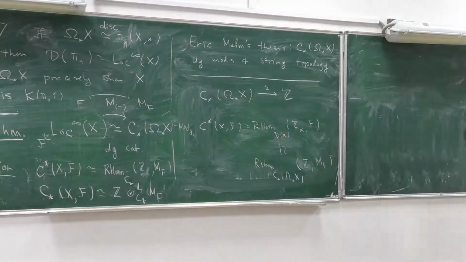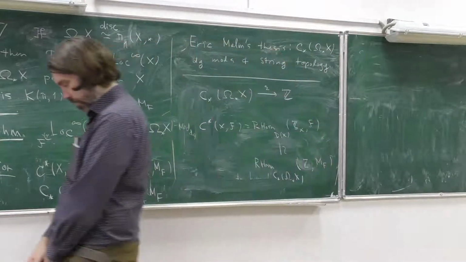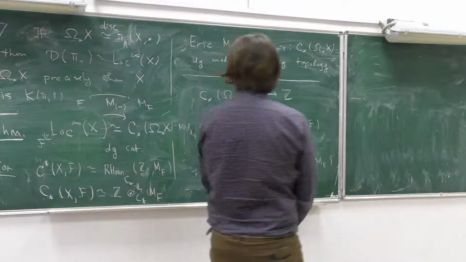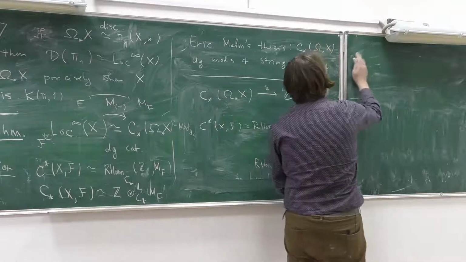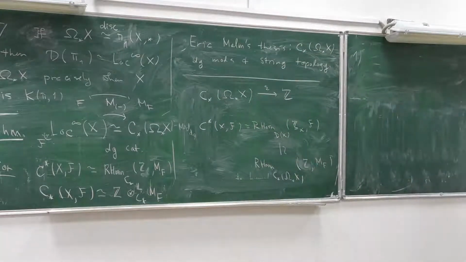So I need to explain how to think of Hochschild homology in this way. Okay. So this is kind of part 0. Part 1 is Hochschild homology of DG categories.